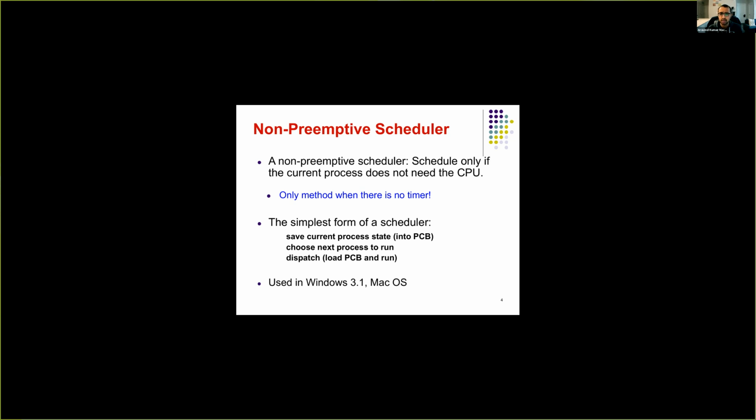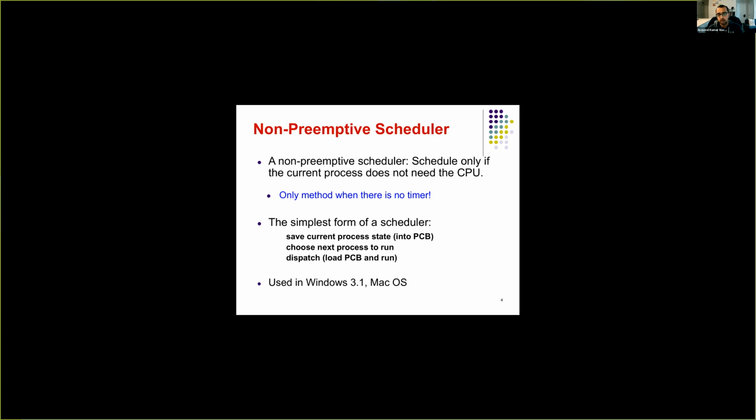And in this method, there is no timer because we don't give any time limit to the running process. Rather, we wait for the process to finish its job, because we only schedule when the current process doesn't need the CPU. So there is no need for a timer. And this scheduler performs three things. One, it saves the current process state, it chooses the next process to run, and it dispatches.